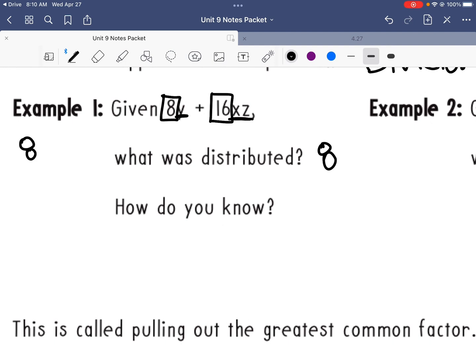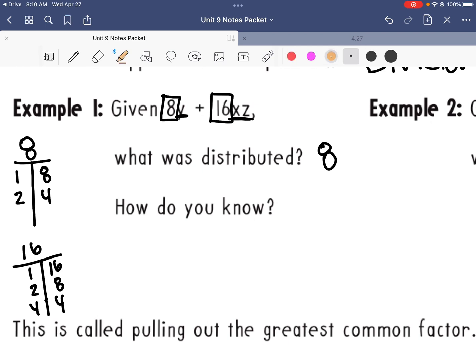So what I like to do is I like to list out what are all of the factors of 8. 1 and 8, 2 and 4. And that's it. And then I like to do it for 16. 1 and 16, 2 and 8, or 4 and 4. And then I look for, okay, what do they have in common? Well, they both have a 1, they both have a 2, they both have a 4, they both have an 8. And I'm looking for the biggest one of those, okay? So it's an 8, it's the biggest one.